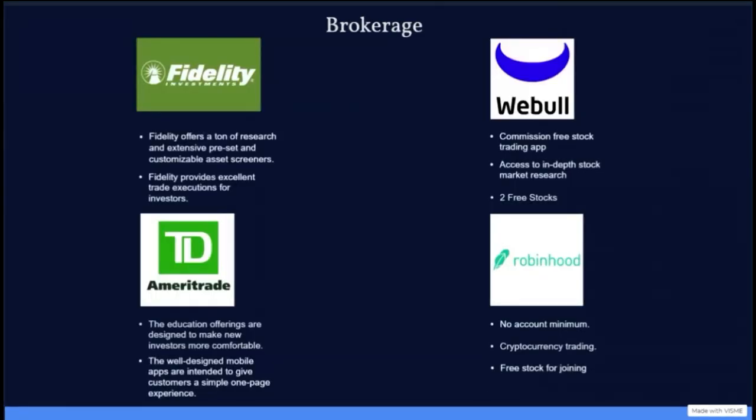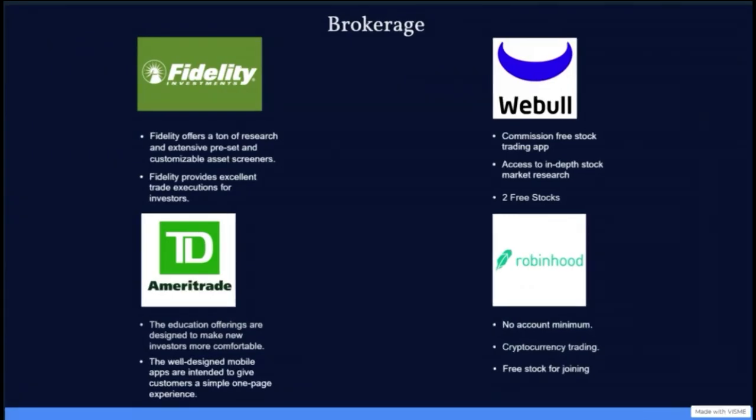Choosing the right brokerage can be stressful. Each has its own advantages and disadvantages as well, but here are 4 popular brokerages in America: Fidelity, Webull, TD Ameritrade, and Robinhood. Fidelity offers a ton of research and extensive preset and customizable asset screeners. Fidelity also provides excellent trade executions for investors.